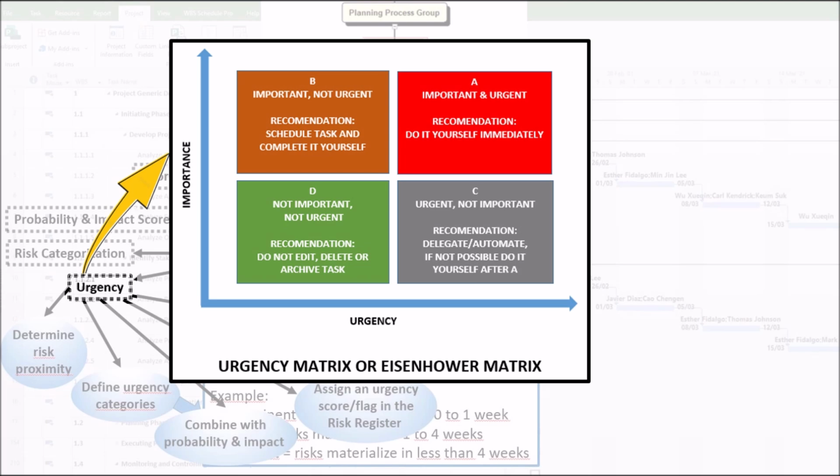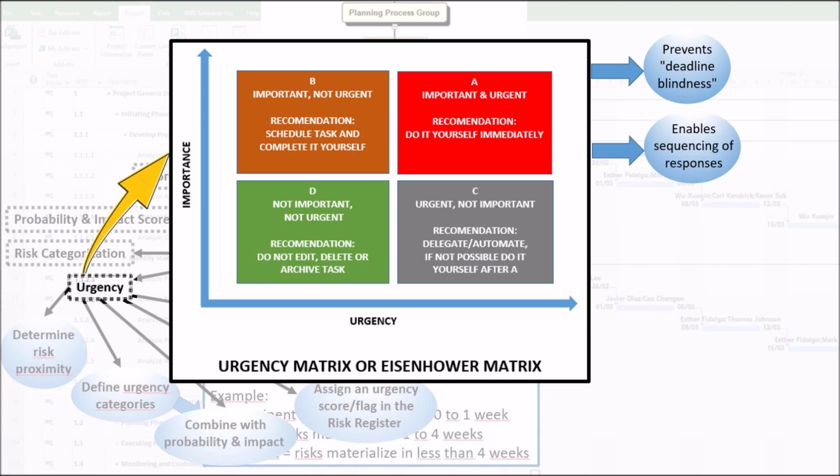The urgency matrix is crucial because it first prevents deadline blindness. A high-impact risk that is 6 months away should not consume resources needed for an imminent medium-impact risk. Second, enables sequencing of responses. Urgent risks demand immediate action plans. Non-urgent risks can be scheduled for later sprints or phases.